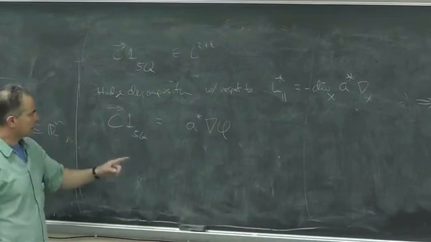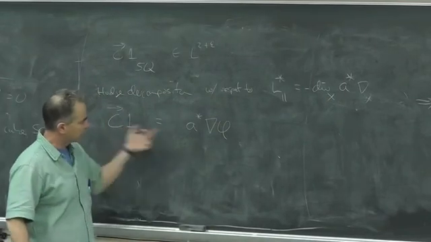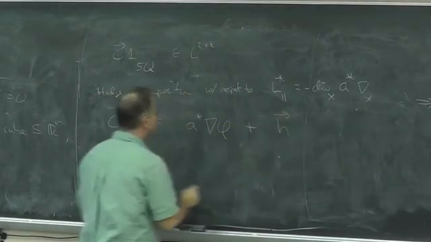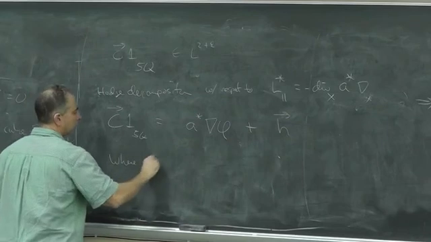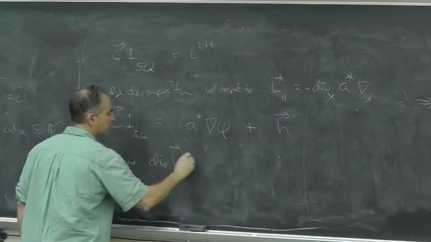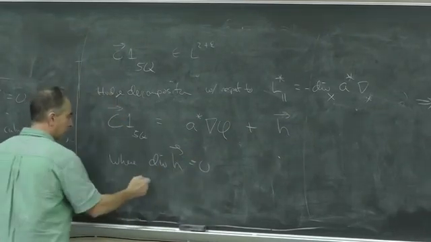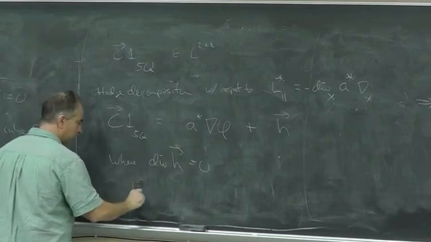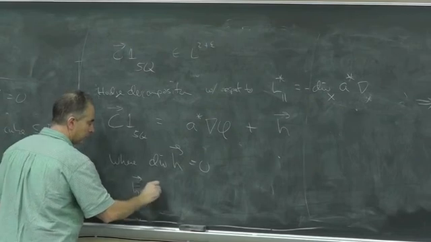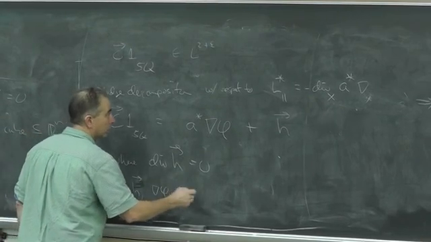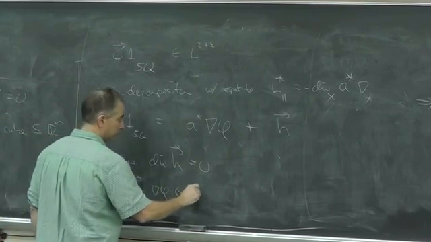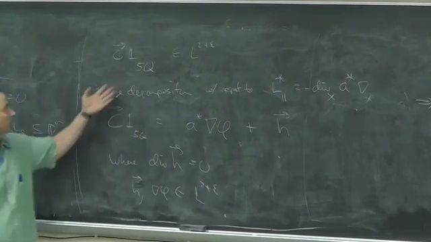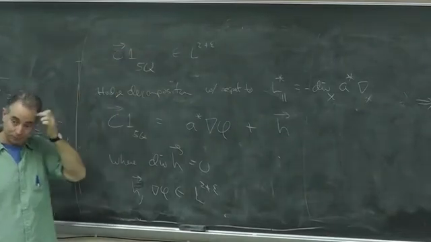Alright, so we can get a Hodge decomposition where this splits into this thing plus some other vector h, where the divergence of h is 0, and where both h and the gradient of phi belong to L2 plus epsilon, with norms, of course, controlled by the norm of this guy.